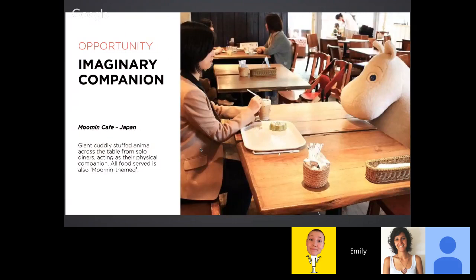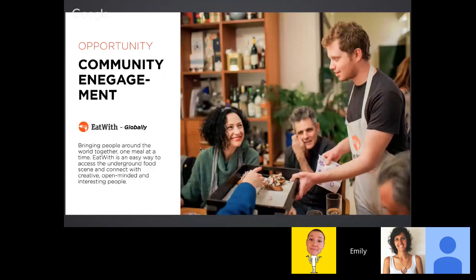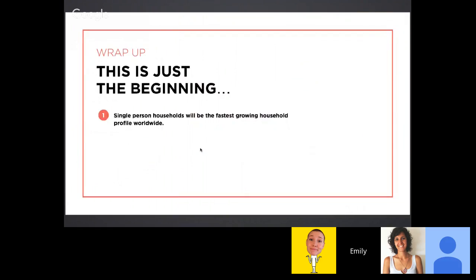The next one might seem a little bit absurd to some of you, the Moomin Cafe, where you eat with a giant stuffed animal sitting right across from you to keep you company. Or you could prefer to have real people to keep you company. Eat With is one of the San Francisco startups, now expanded globally, which allows travelers to dine with local hosts to socialize over the meal. The opportunities are endless, and this is just the beginning.